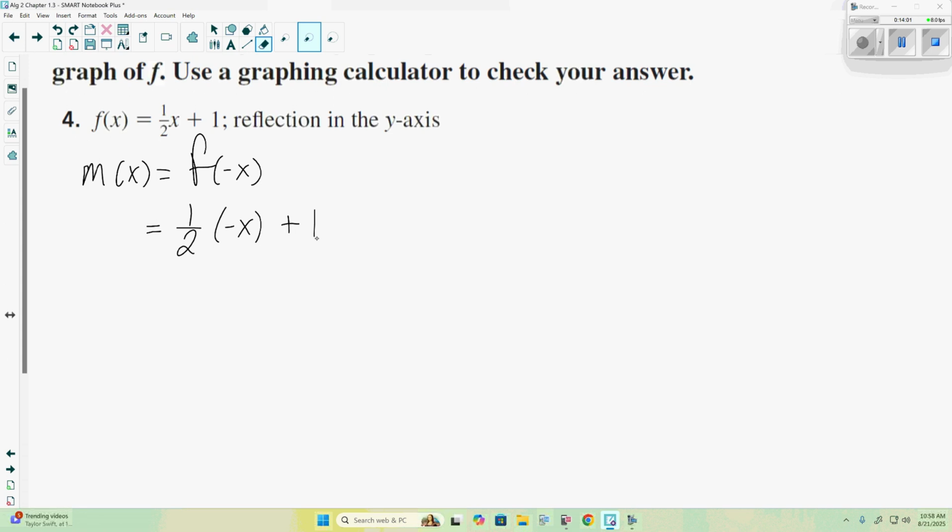Well, 1/2 times negative x, 1/2 times a negative is going to become negative 1/2 x plus 1. Now, if that x would have been x squared, we plug it in with parentheses, we can leave it there. We don't have to simplify that parenthesis out. But here, this is it.